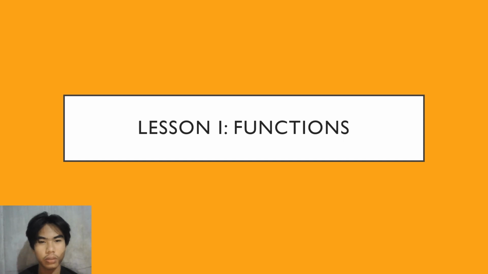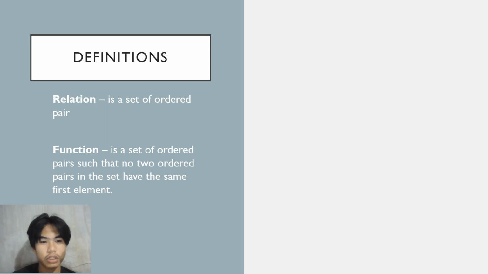It will just be a short discussion and recollection of past lessons from your high school. First, let us define some terms. A relation is a set of ordered pairs, while a function is a set of ordered pairs such that no two ordered pairs in the set have the same first element. An ordered pair contains the values x and y, and we can see this through an example.